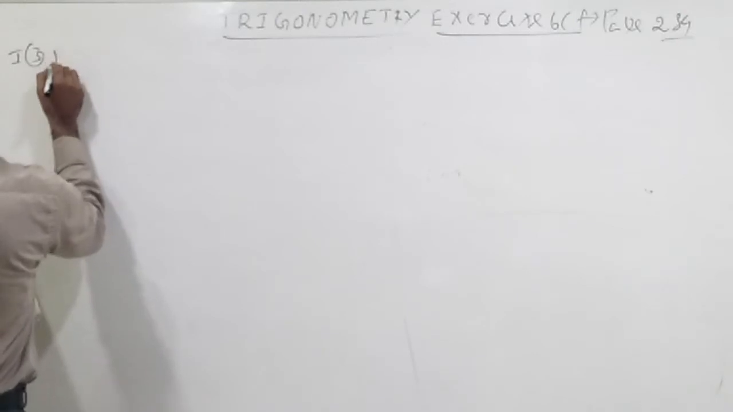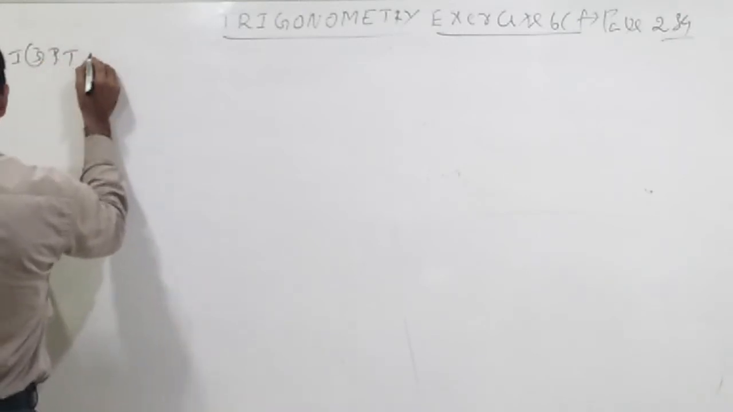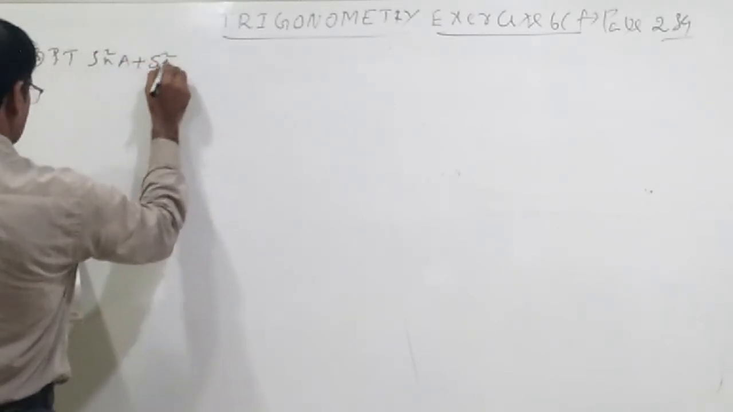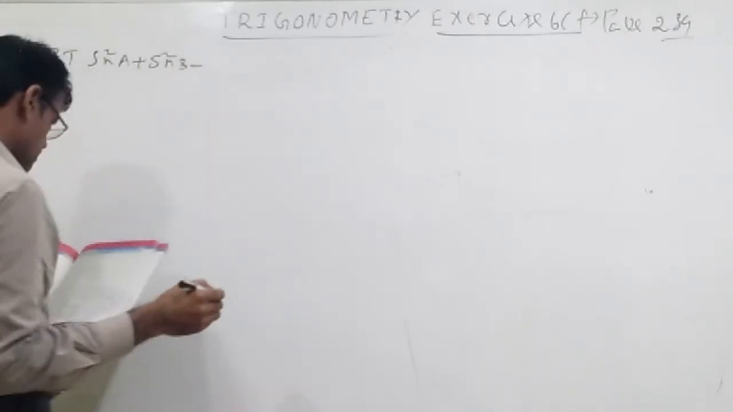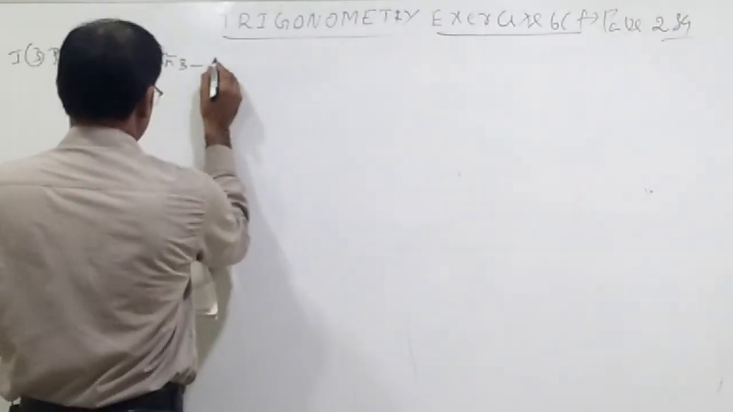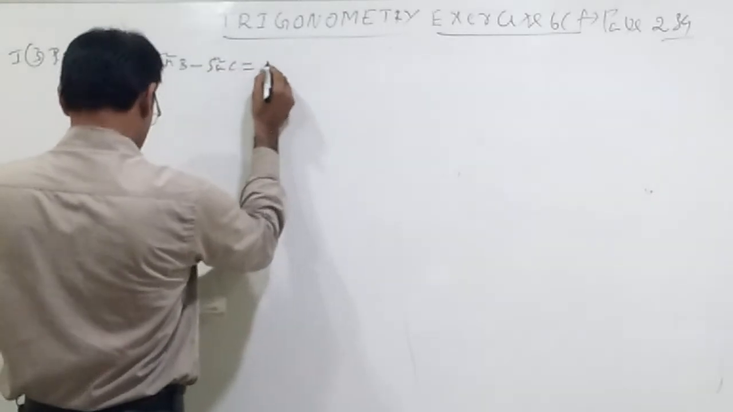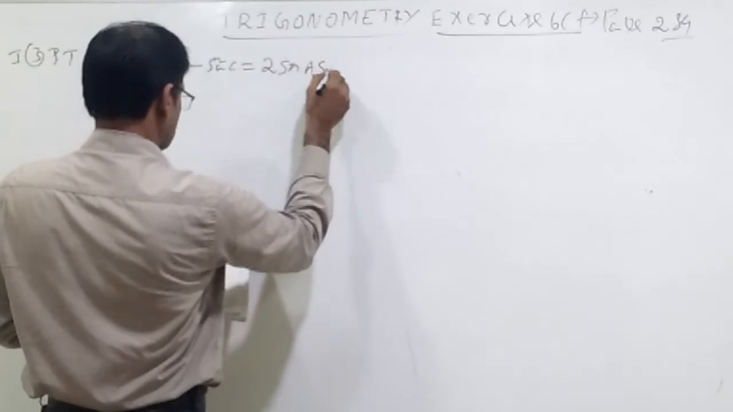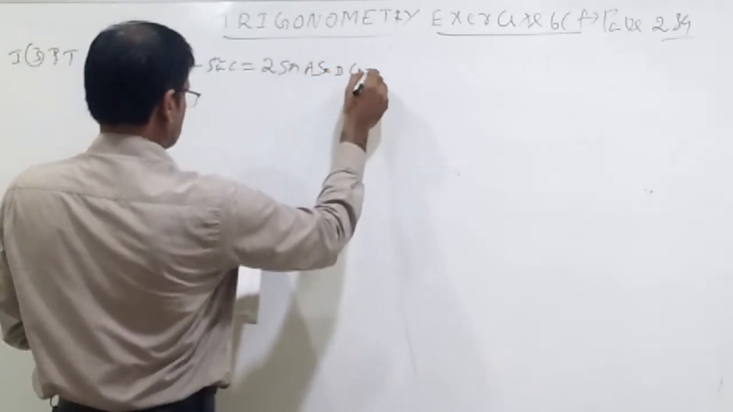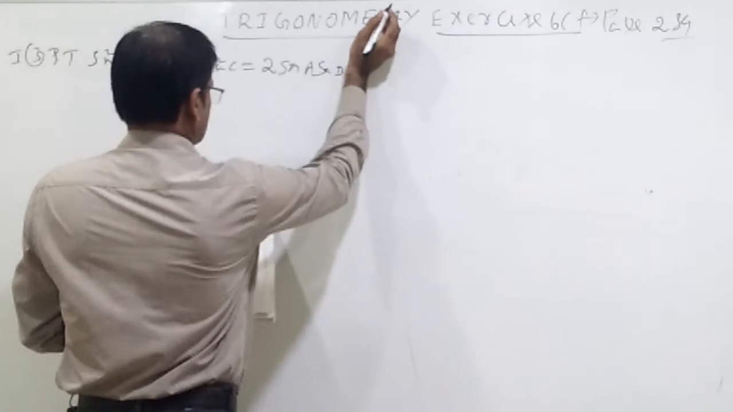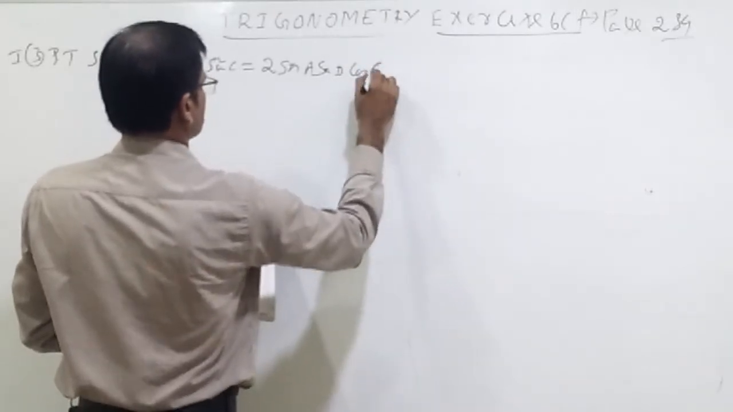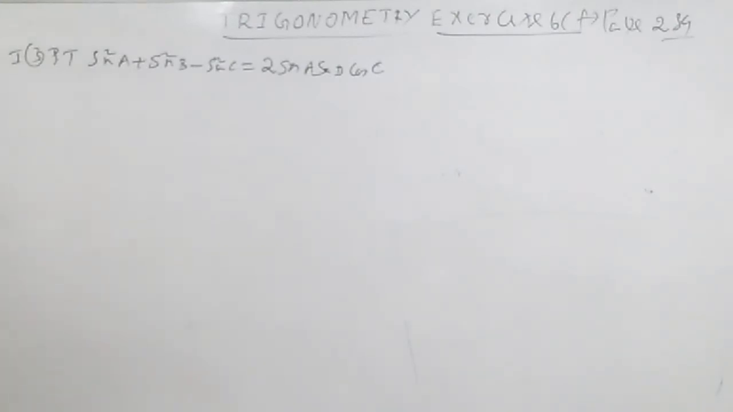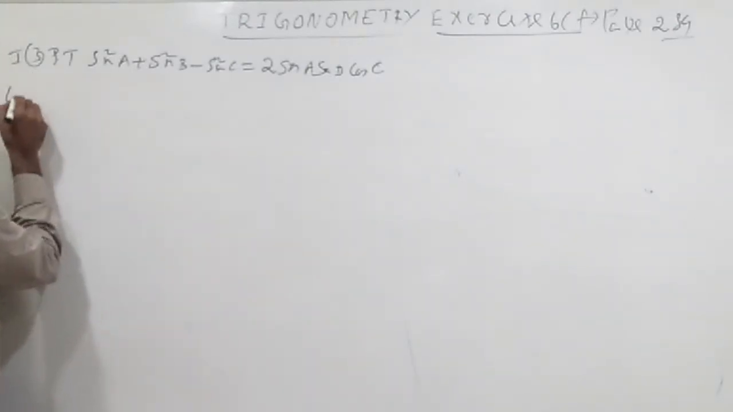If A, B, C are angles of a triangle, prove that sin square A plus sin square B minus sin square C is equal to 2 sin A sin B cos C. LHS.